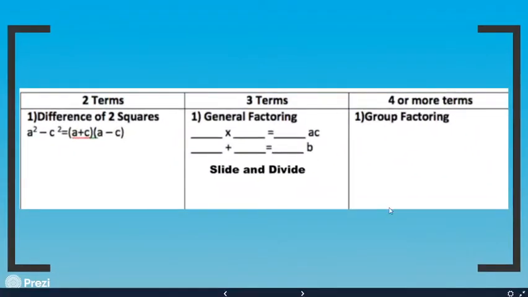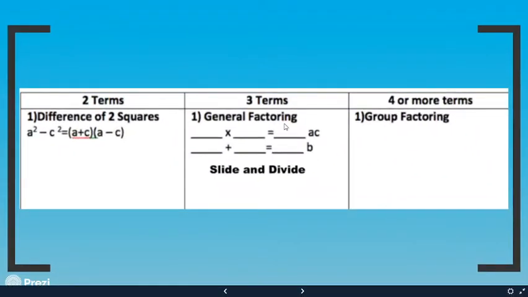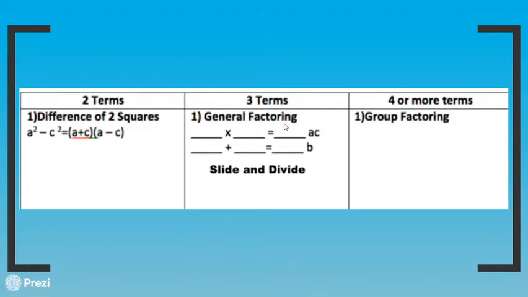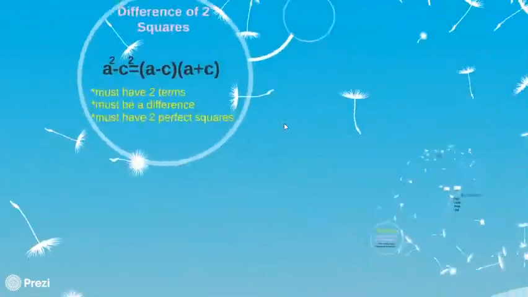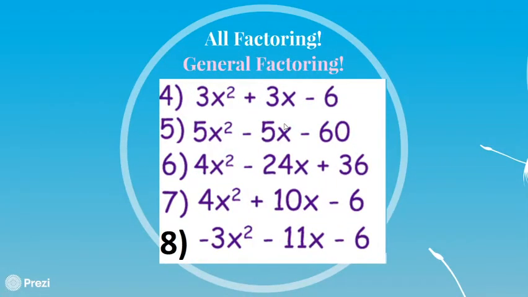Okay, when you have 3 terms, that's when you're going to try to use general factoring, which the way I have taught you to general factor is through slide and divide. So most likely on all these problems, after we factor out the GCF, the factoring technique that will work is general factoring. So think back to when we did all those general factoring problems. We did lots of them. So hopefully after we factor out the GCF, it'll kind of just be a review.